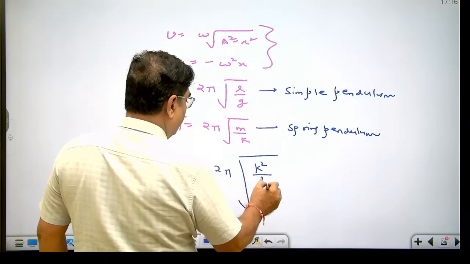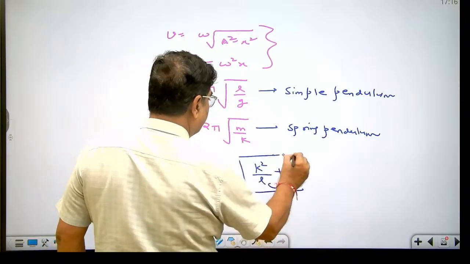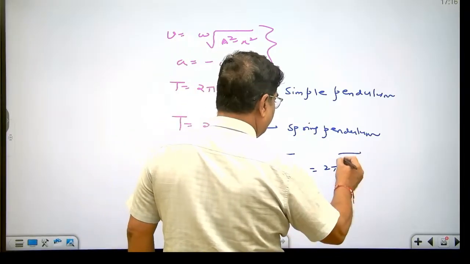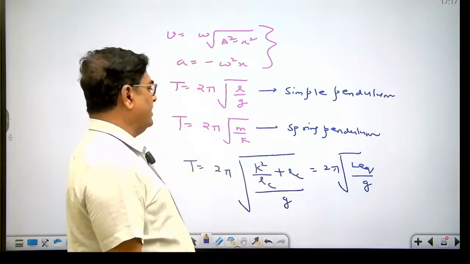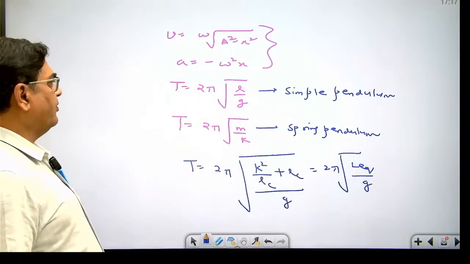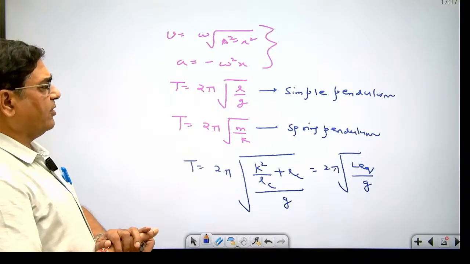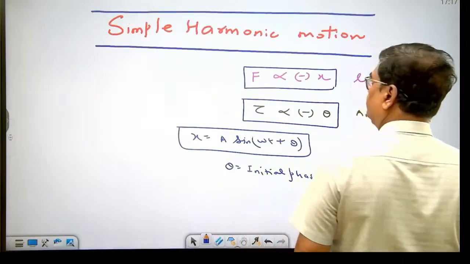T equal to 2 pi under root K square upon LC plus LC upon g. This can be written as 2 pi under root L equivalent upon g. This L equivalent is the equivalent length of compound pendulum. These are some important definitions and formulas which will be used in solving the problems of SHM. Let's start solving the problems.